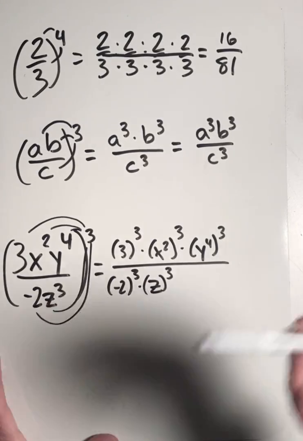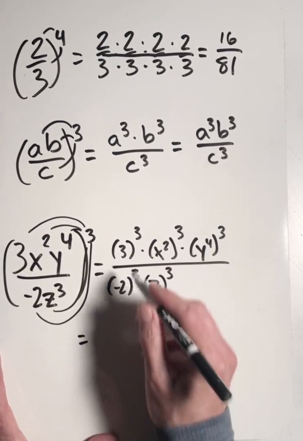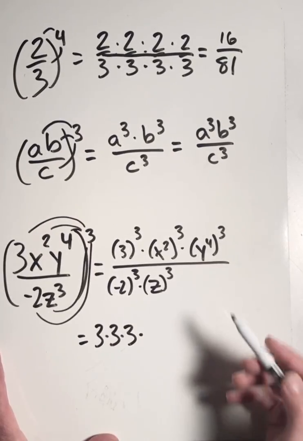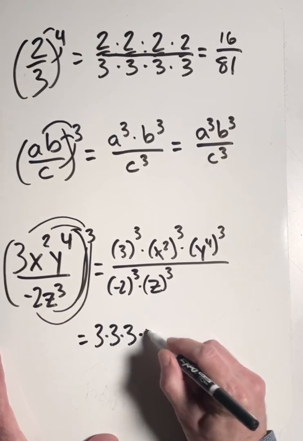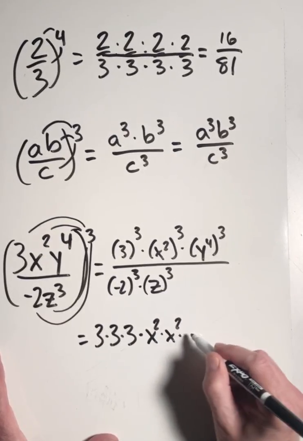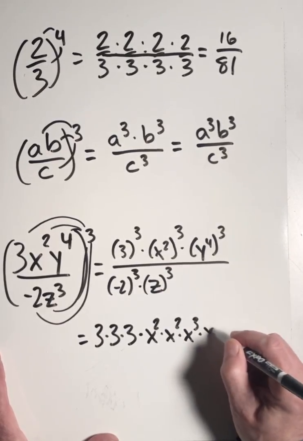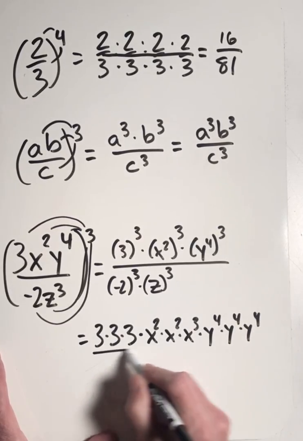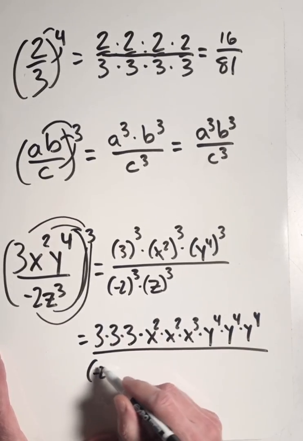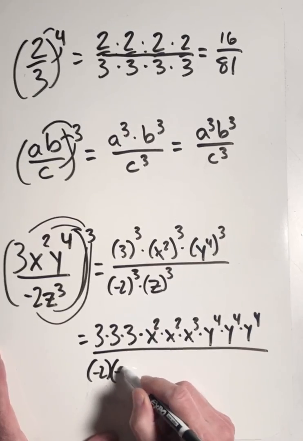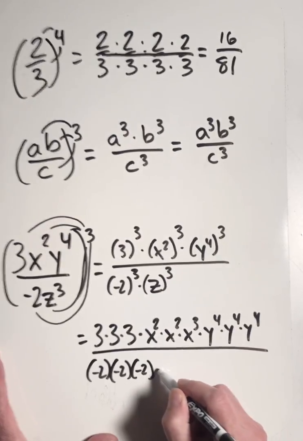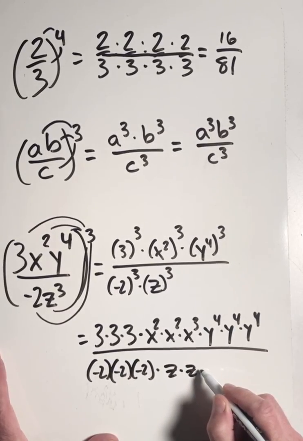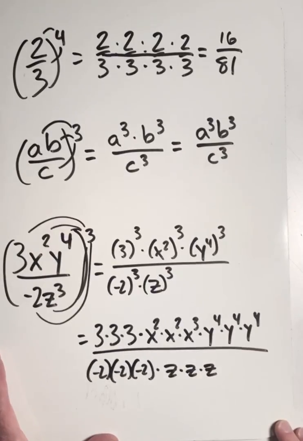Now I would just go about evaluating this expression. I really have 3 times 3 times 3 times x squared to the 3rd power. If I really wanted to write it out, I could write x squared a total of 3 times, and I could do the same thing with y to the 4th power. My denominator, same thing. I'm going to keep this in parentheses because it is a negative number. And now with the variable, I'm going to do the same thing, just z times z times z.